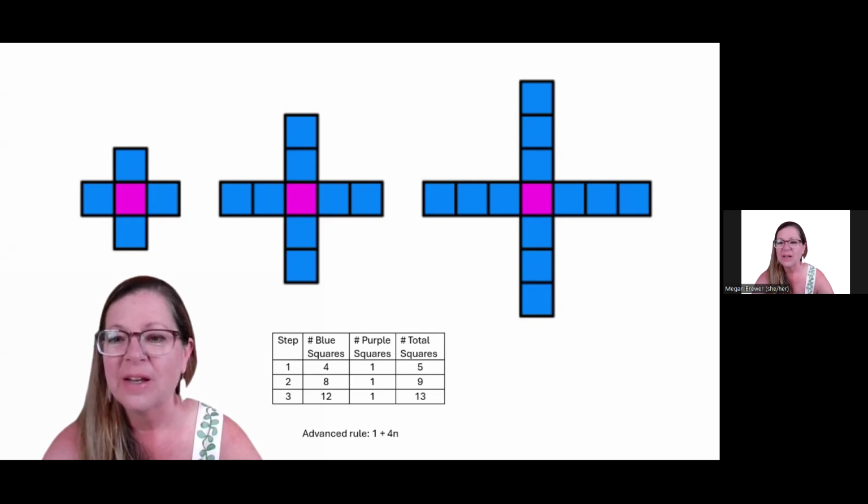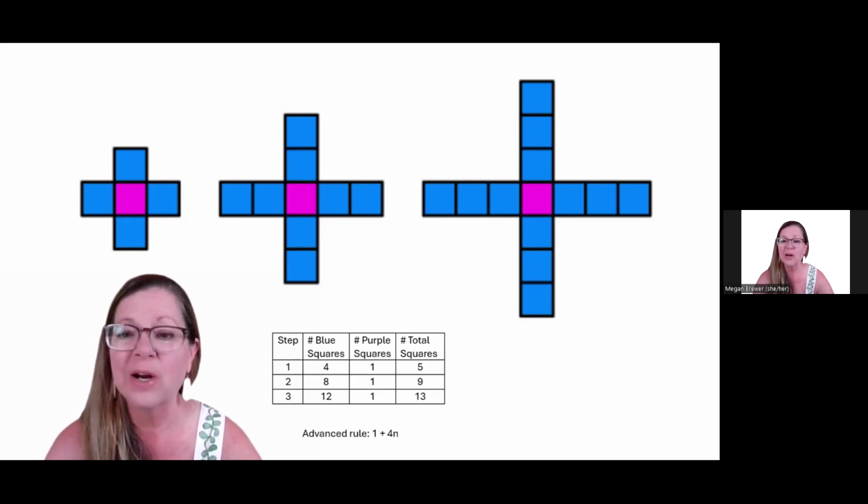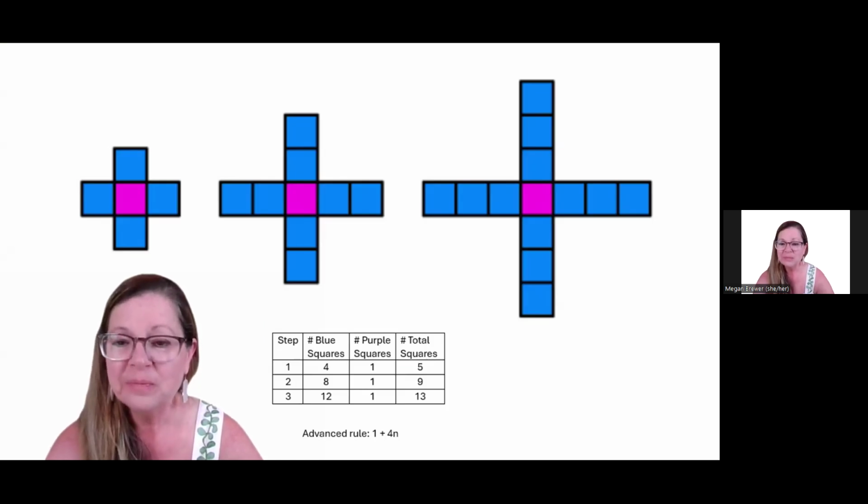So in this growing pattern, step 1 has 4 blue squares, 1 purple square, and a total of 5 squares. Step 2 has 8 blue squares, 1 purple square, and 9 total squares. Step 3 has 12 blue squares, 1 purple square, and 13 total squares. So between the steps, we're seeing a +4, +4, +4. So the advanced rule for upper grade students would be, oops, sorry, I went too fast, 1 + 4n.